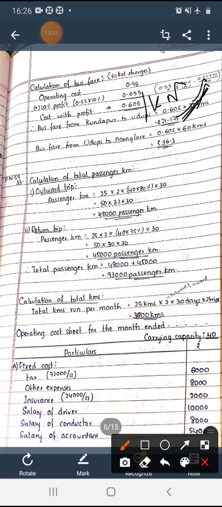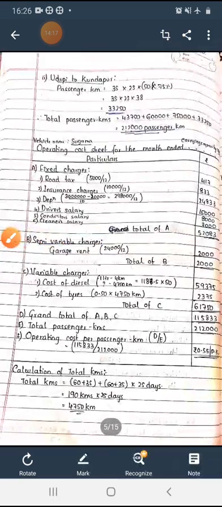Bus fare from Udupi to Mangalore. Udupi to Mangalore per kilometer is 0.605 into the distance, which is 60 kilometers. So 36.3, we can round the figure to 37. Okay, this is about the bus fare between Kundapur to Udupi and Udupi to Mangalore. Okay, this is about the problem.